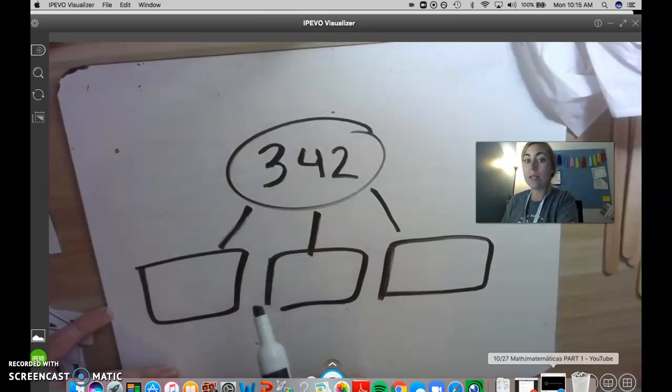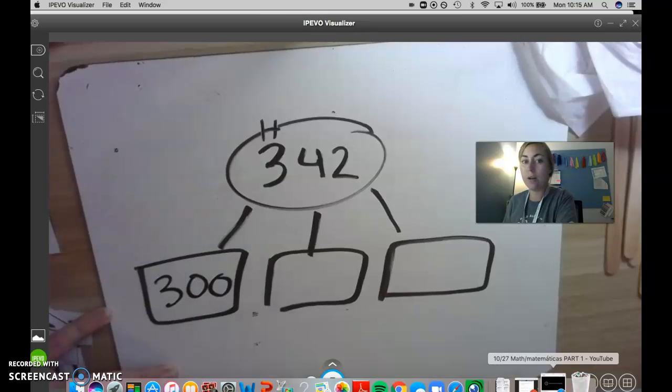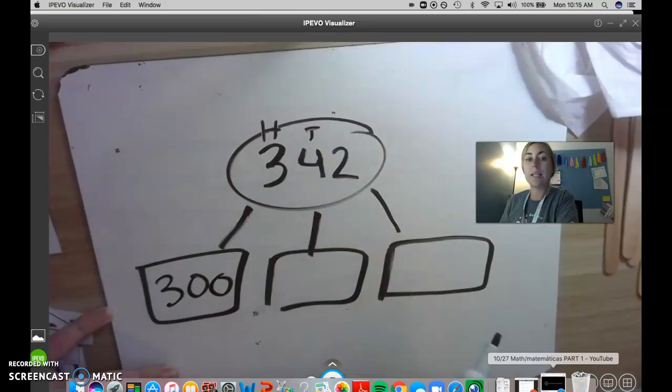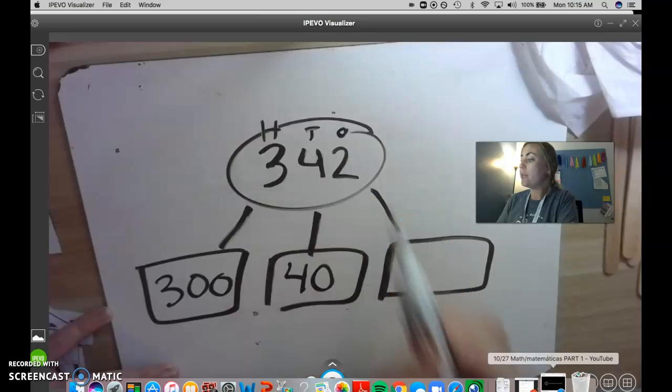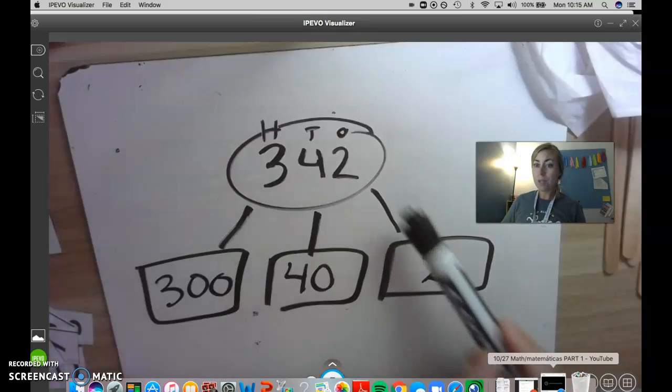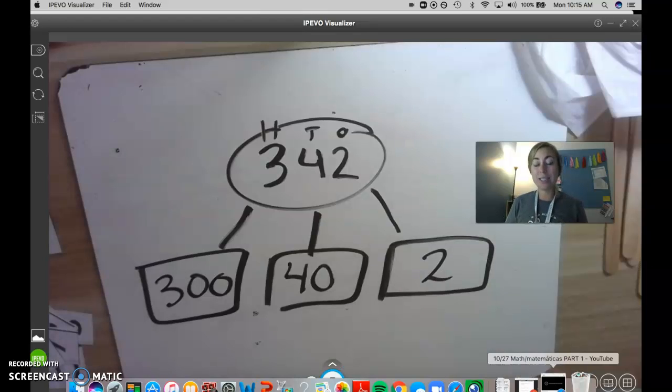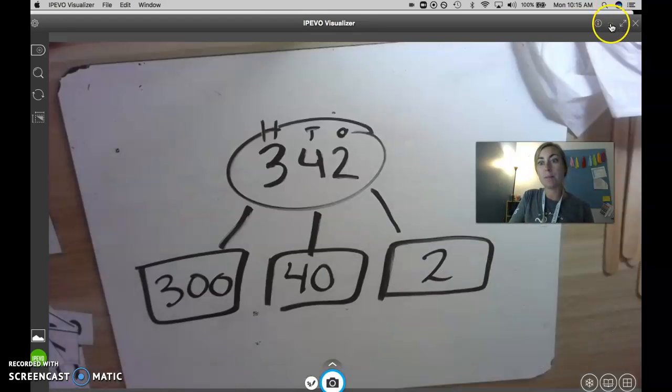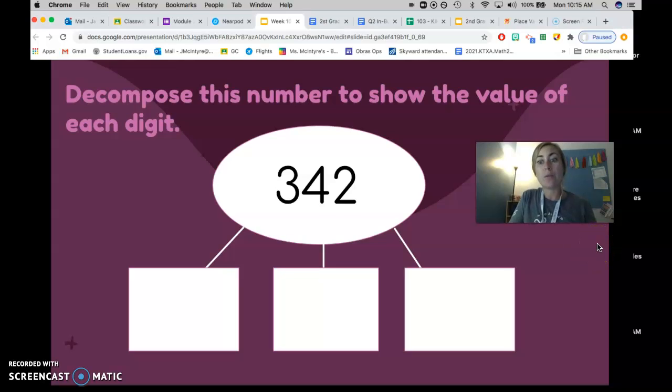So my first one is 3 in the hundreds place, so that has the same value of 300. My 4 is in the tens place, so that stands for 40, and my 2 is in the ones place, so that stands for 2. You're going to do this on your own on your Nearpod. You're going to find the value of each of these digits in these 3-digit numbers. You've got 342, 605, 416, and 750.